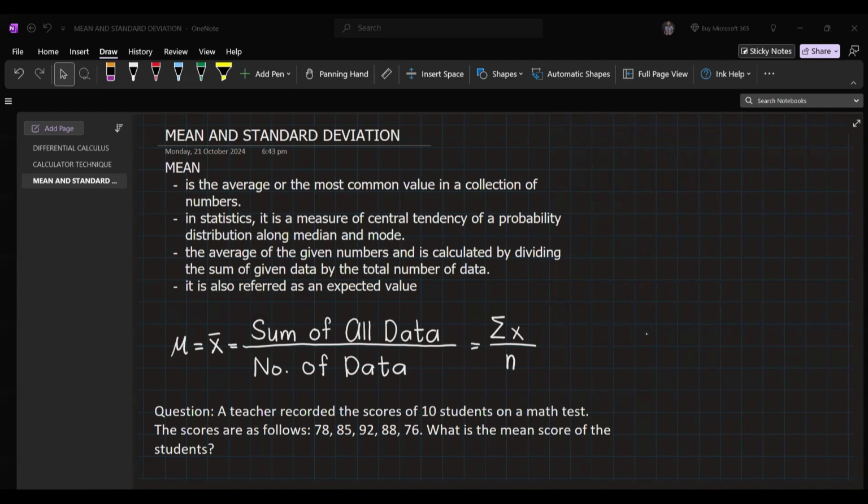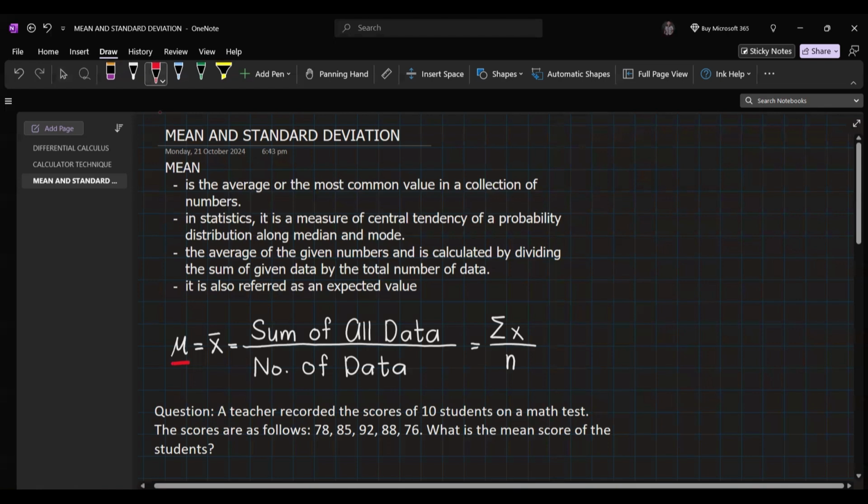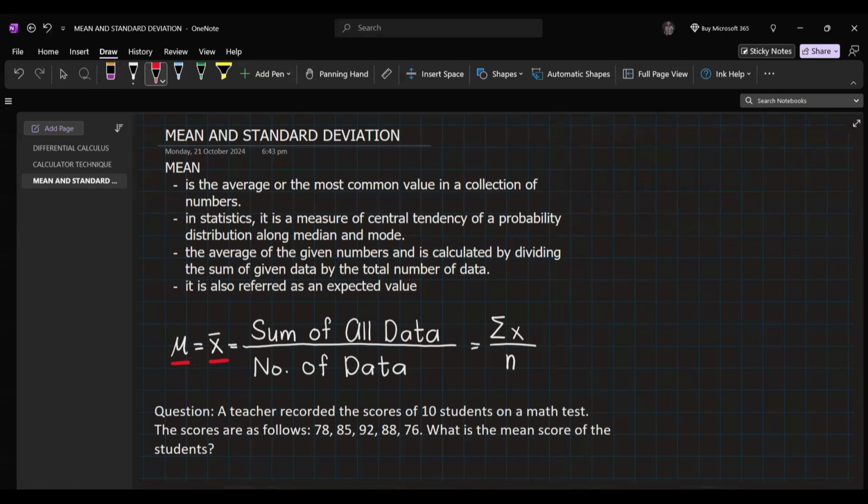The average of the given numbers and is calculated by dividing the sum of given data by the total number of data. It is also referred as an expected value. So meron tayong formula dito for finding the sum: mu or itong x bar is equals to the sum of all data divided by the number of data, or equals to summation of x over n, where n is the number of data.